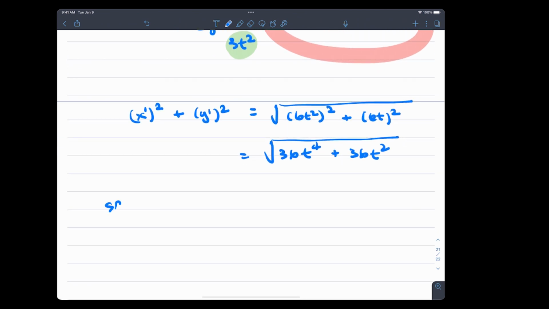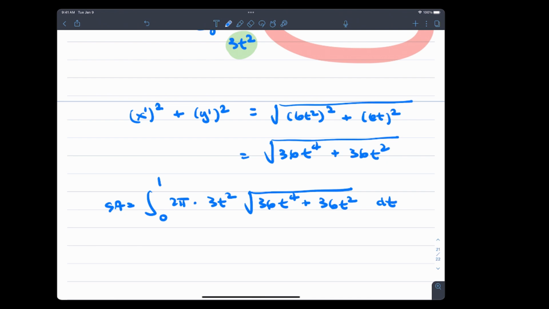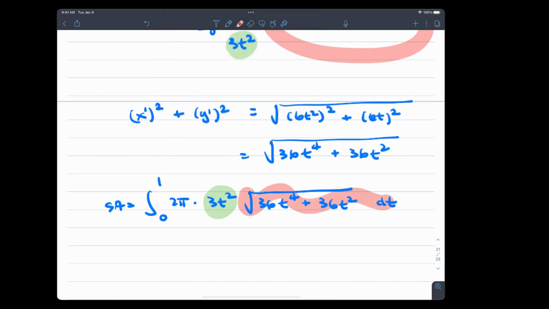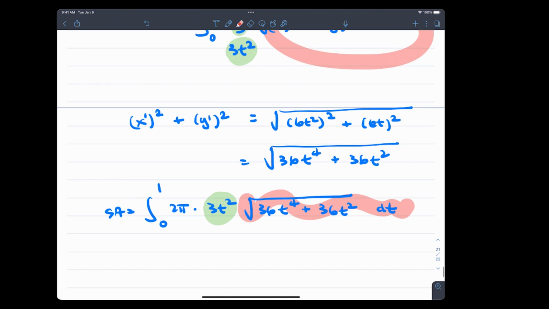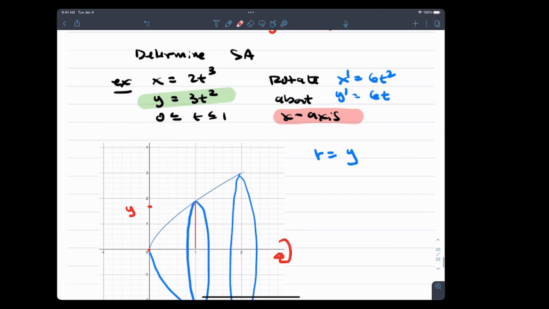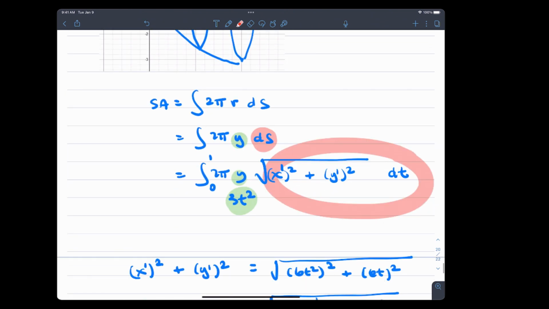So your surface area formula really is the integral from 0 to 1 of 2 pi times 3t squared times the square root of 36t to the 4th plus 36t squared dt. I want to colorize everything to see your y value and your ds here. So this is really what you have to integrate. This is an exact value question. They didn't say set up. You got to determine that.